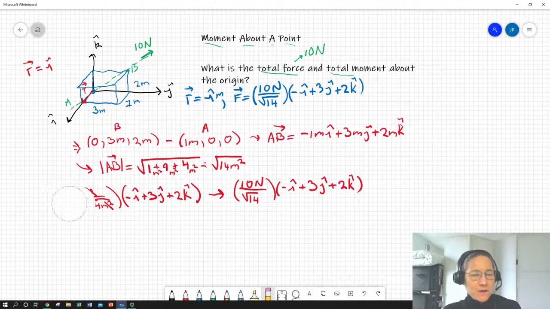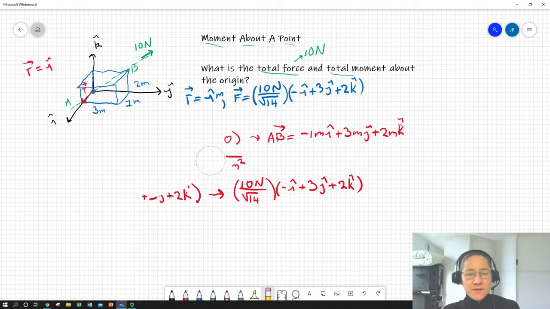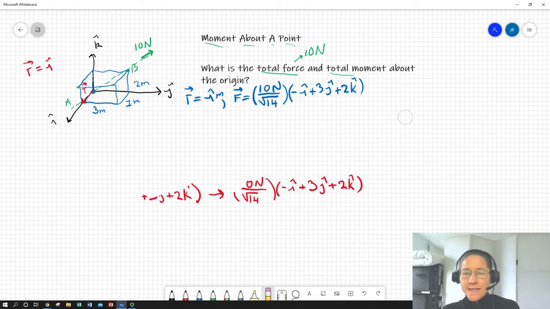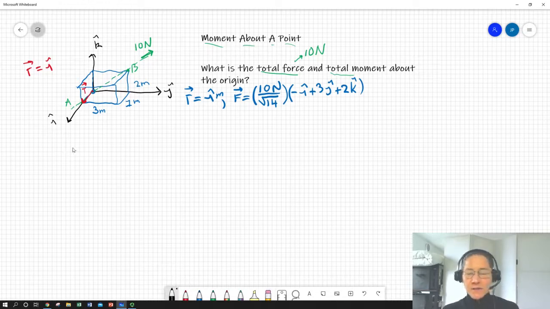So all of this was just giving me a vector F, getting my direction for that force in terms of i hat, j hat, k hat. Now what we're going to do is equivalent to magnitude of R times magnitude of F times sine of the angle between them. But we're going to go through the vector algebra way of calculating the cross product because that sine theta is not so easy to spot.